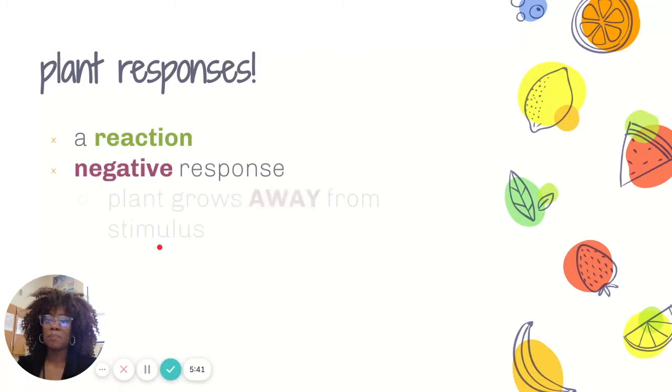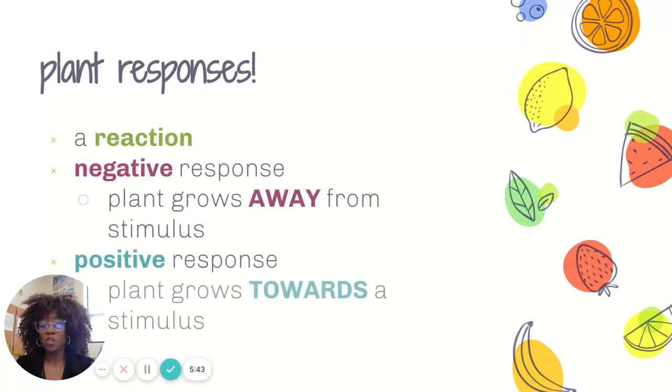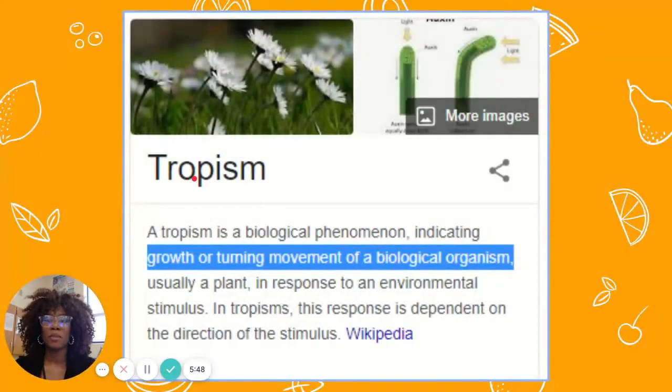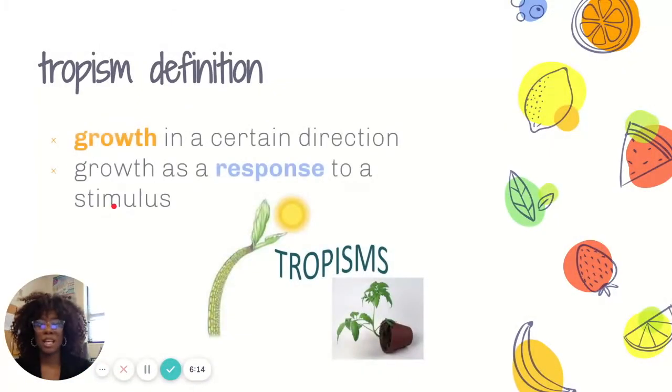Plants have responses that could be negative or positive. So plants can either grow towards a stimulus or they can grow away from a stimulus. Okay. And this category of plant responses is called a tropism. So I'm going to read the definition. A tropism is a biological phenomenon indicating growth or turning movement of a biological organism, usually a plant, in response to an environmental stimulus. In tropisms, this response is dependent on the direction of the stimulus. Okay, so basically we're talking about how plants begin to grow towards things. It's a response to a stimulus.